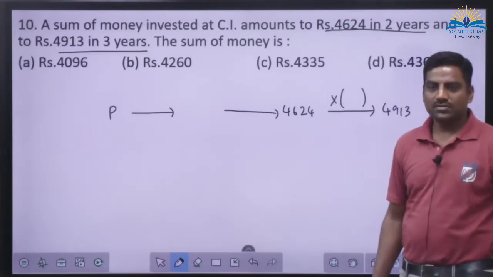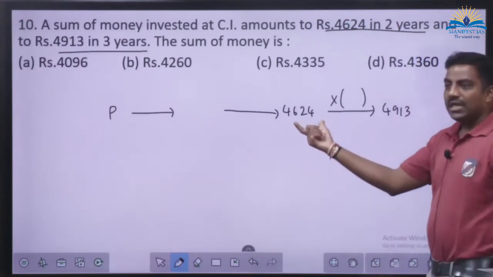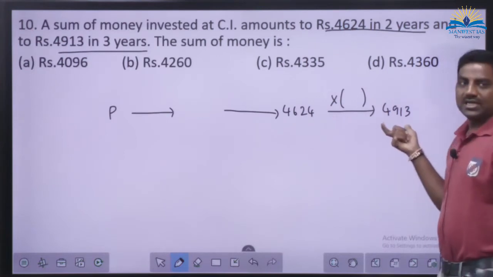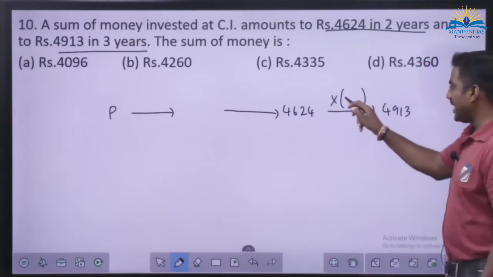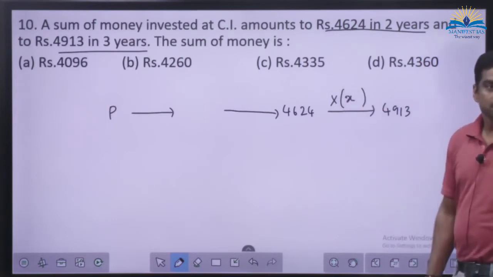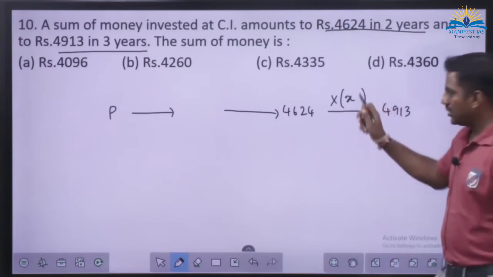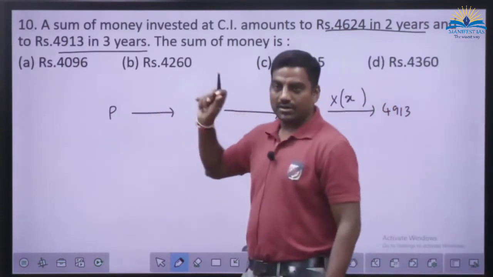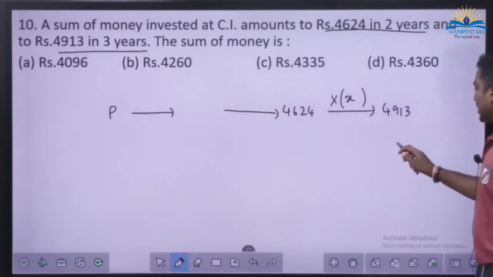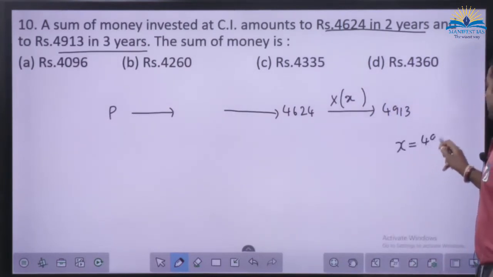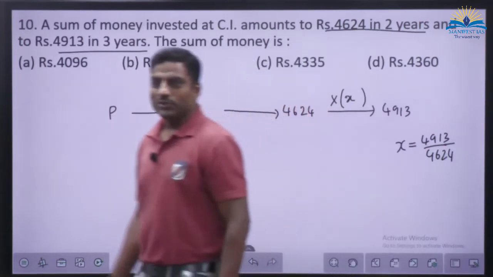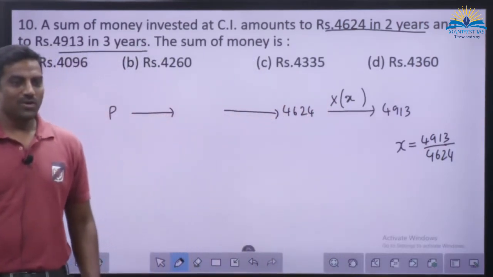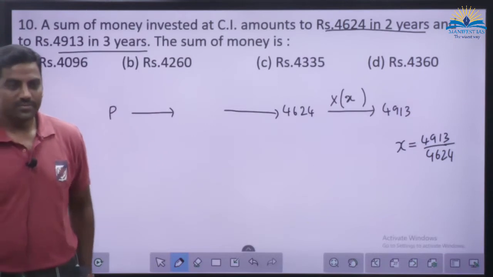Getting my point? If I want to get 4,913 from 4,624, I have to multiply by, let's say, x. So what is this x? We have to find out. We should apply here. So find out the x. X is nothing but 4,913 divided by 4,624. Now the real issue is here. You have to divide, no? You have to divide.